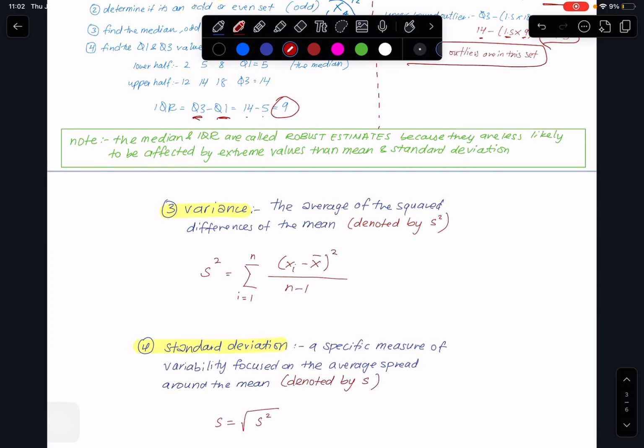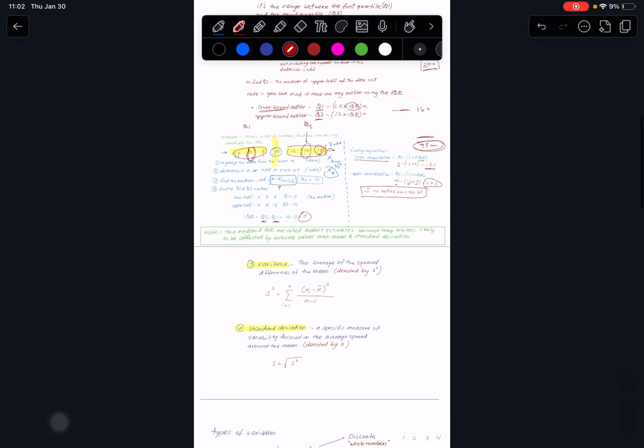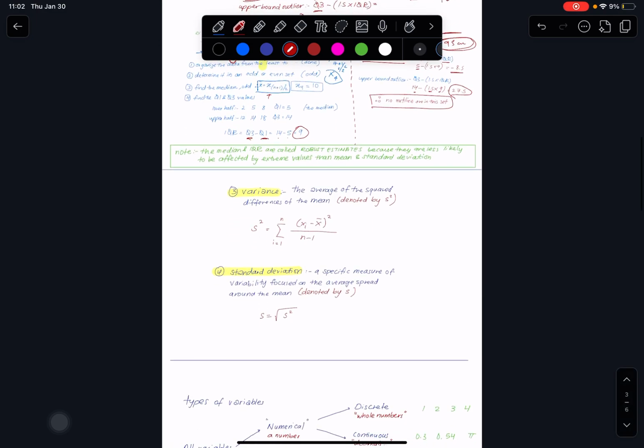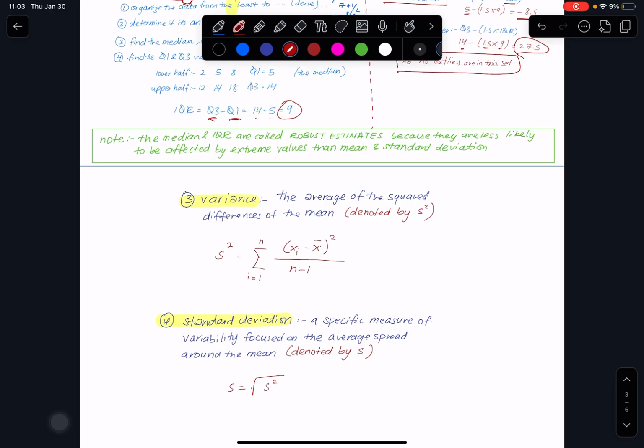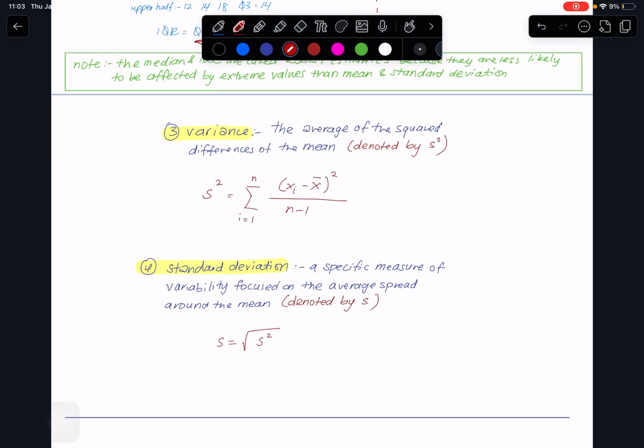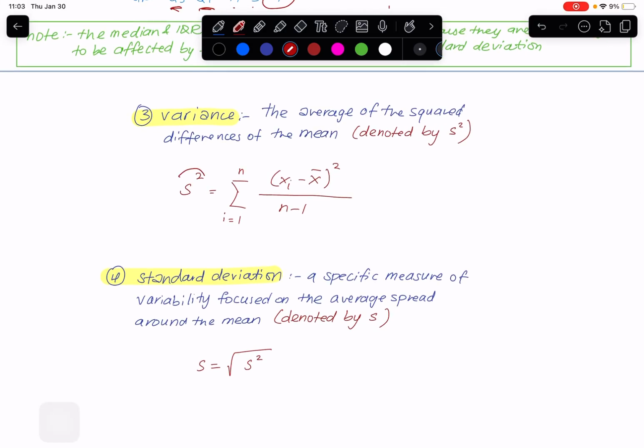Another way we calculate variance, we said the first way is the range. Second way is IQR. The third way is variance. You will see variance a lot. This is a general equation you must memorize. There is no escaping it. Okay. We have standard deviation, and from it we get variance. Variance is basically S squared. This is what we denote variance.